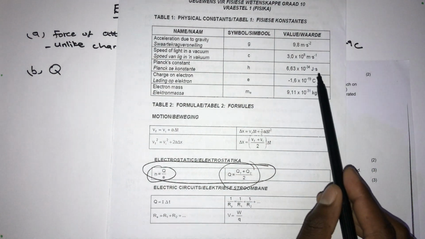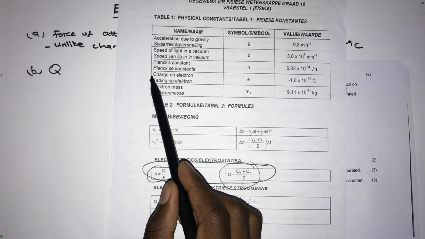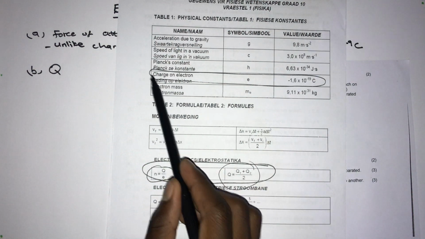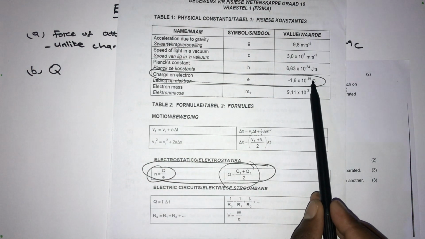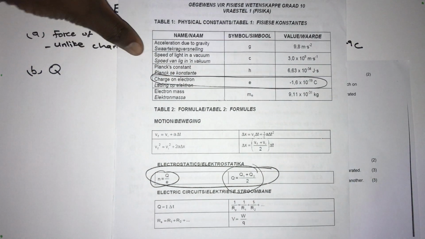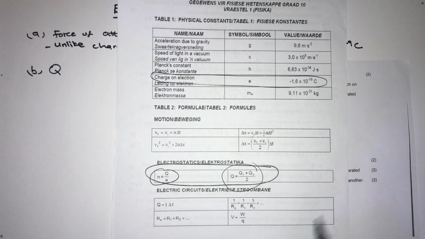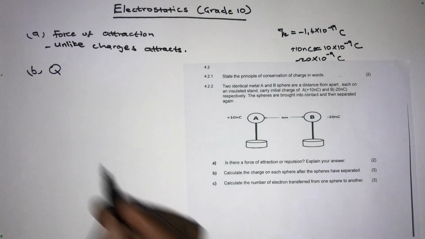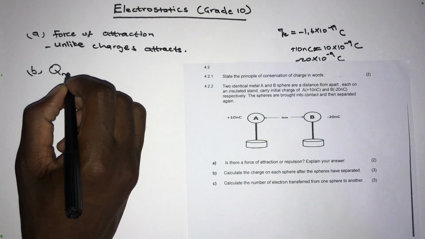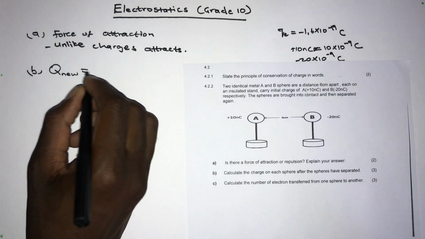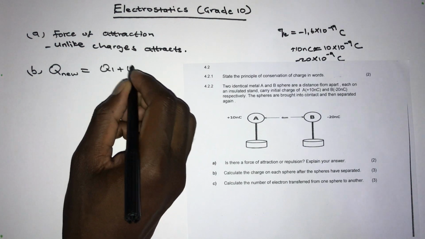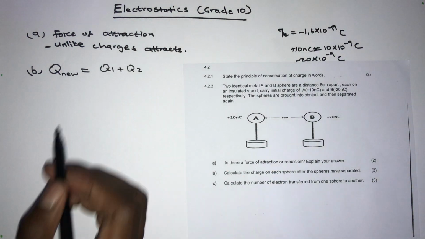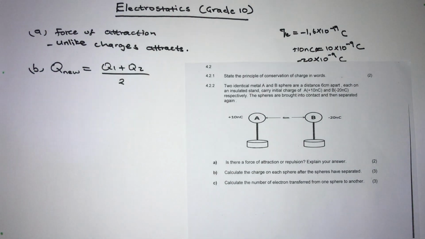So here we have our charge on electron, which is negative 1,6 times 10 to the negative 19 coulomb. So I've already mentioned that. Now since we are calculating a new charge, we are going to use this formula. Q, we can call it Q new as a new charge, is equal to Q1 plus Q2. Since we have two spheres, we divide by 2. That means if there were 3, we would divide by 3; 4, we divide by 4, just like that.